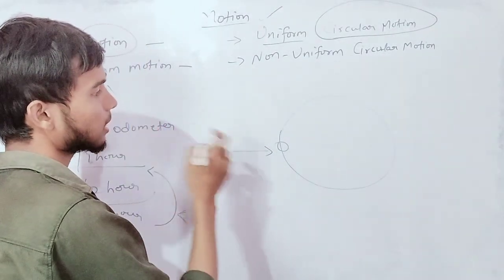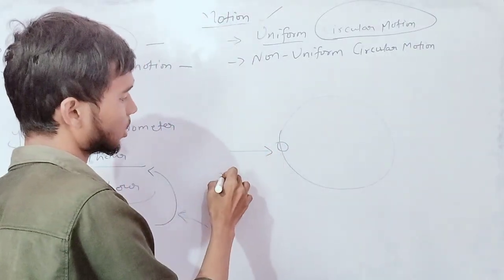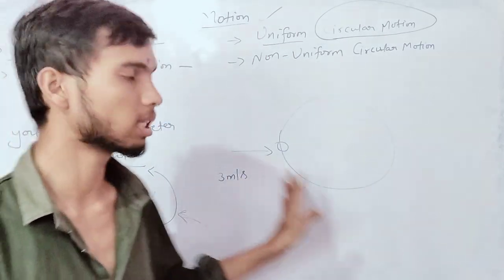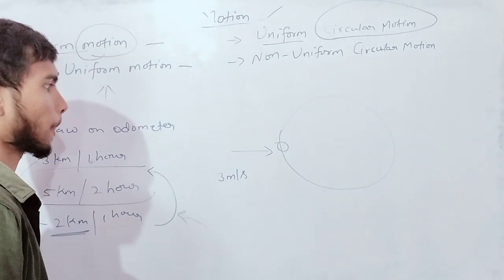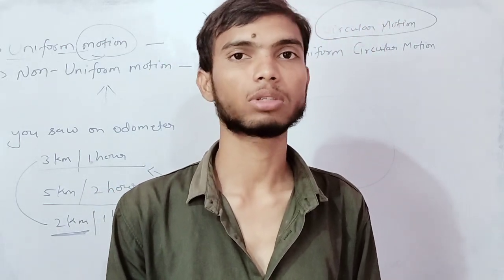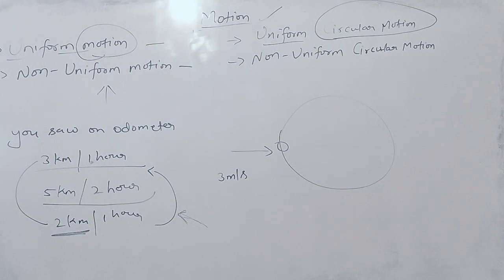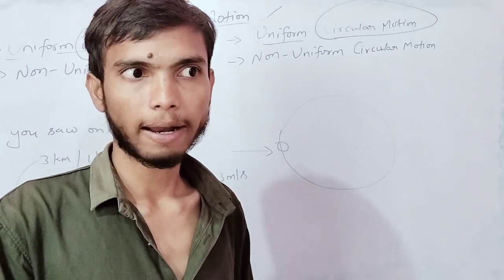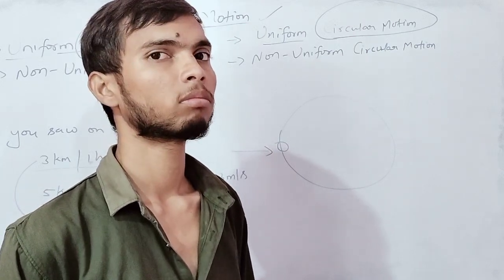It is saying that it is covering a speed of 3 meter per second. This speed is constant. With this speed, this object is moving in a circle, and this is happening again and again after completing one circle. So if the speed is constant, then you can say that the motion in a circle is a uniform circular motion. If something is moving in a circle and the distance is the same and the interval time is the same, then we can consider that motion as a uniform circular motion.